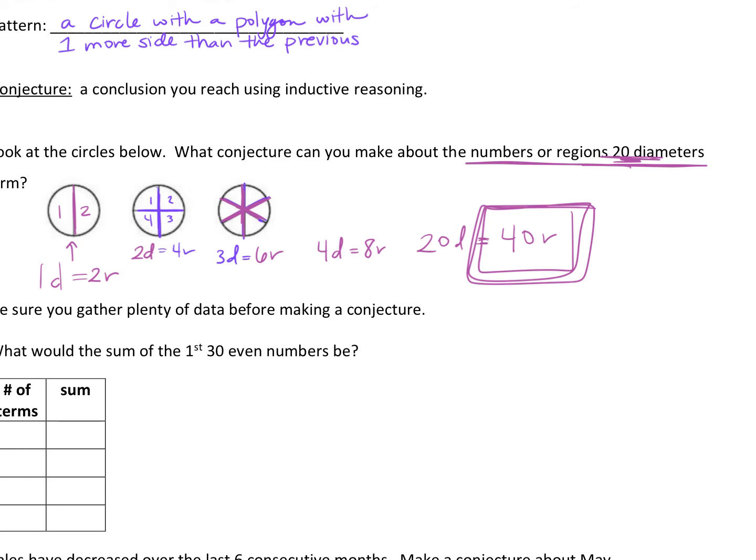Do you want to draw a picture that has 20 diameters through it? No. That's why we look at the pattern for less numbers and we try to make a conjecture. We try to say, here's what I think is going to happen. Okay?